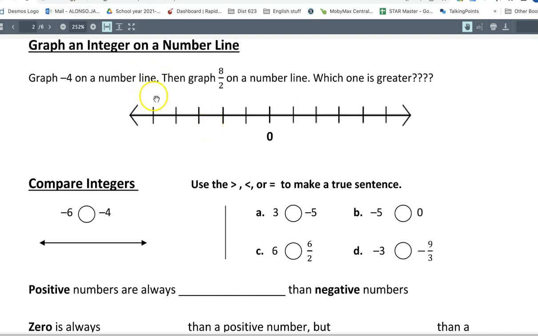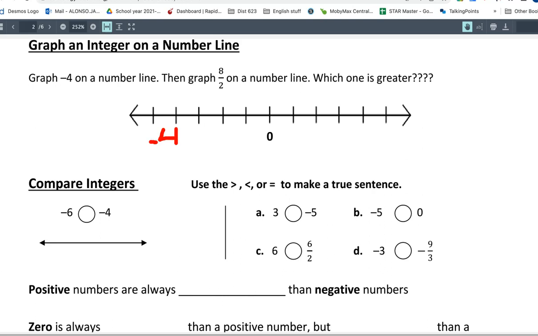So let's take a look at this one. It says here, graph an integer on a number line. This is a number line. We have here -4 on a number line. Then graph 8/2 on a number line. Which one is greater? So what we're going to do first, we are going to graph the -4, which is going to be 1, 2, 3, 4. This is -4. I'm going to put the negative sign.